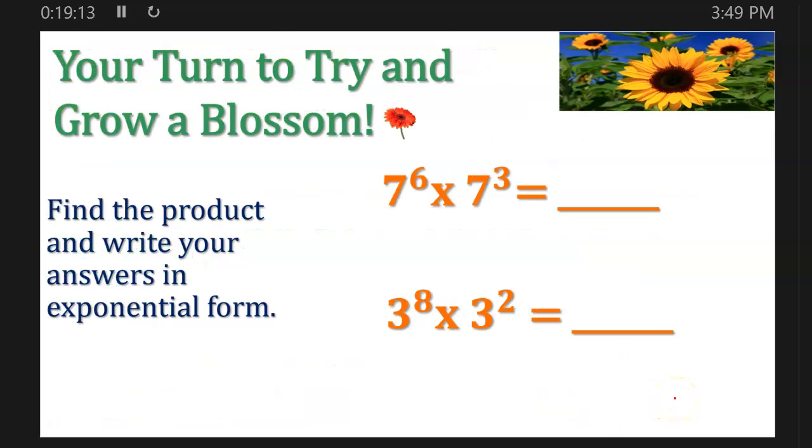Okay, so now it's your turn to try and grow a blossom. So find the product and write your answers in exponential form. That means we're not going to expand it out. We're just going to write the answers with an exponent attached, okay? So I'm going to ask you to pause and I will count to 3. 1, 2, 3. Okay, for the first answer, we have 7 to the 9th power. Again, we added the 6 and the 3 together to get this 9. And for the next one, we have 3 to the 10th power. Again, we added the 8 and the 2 to get our 10 here.